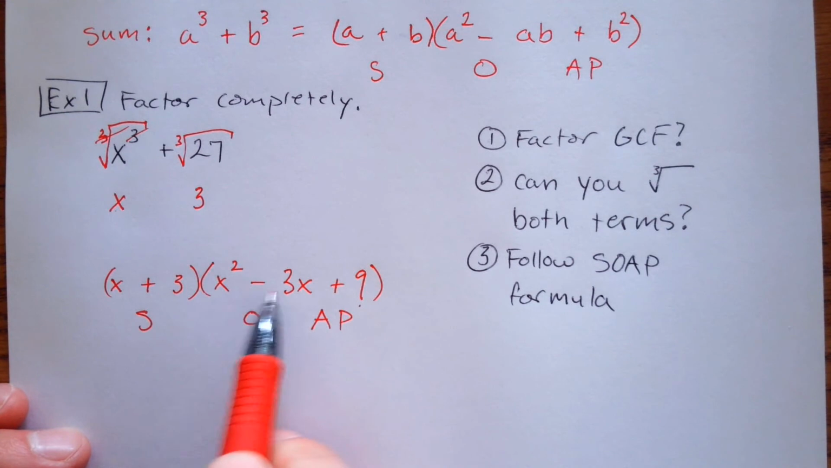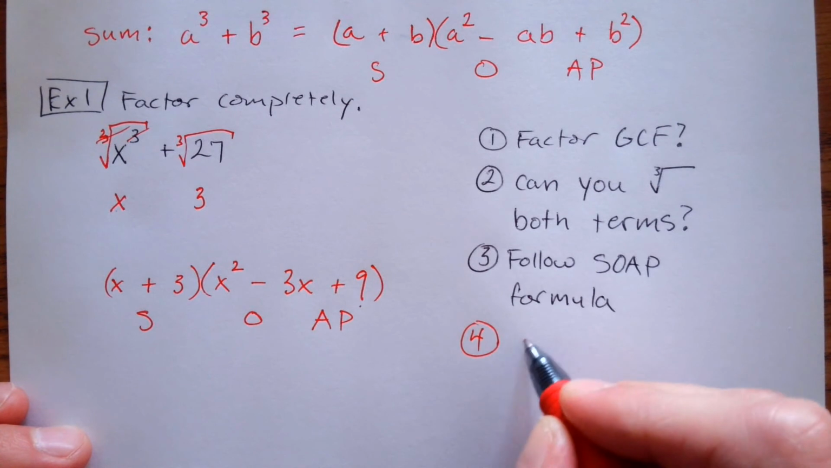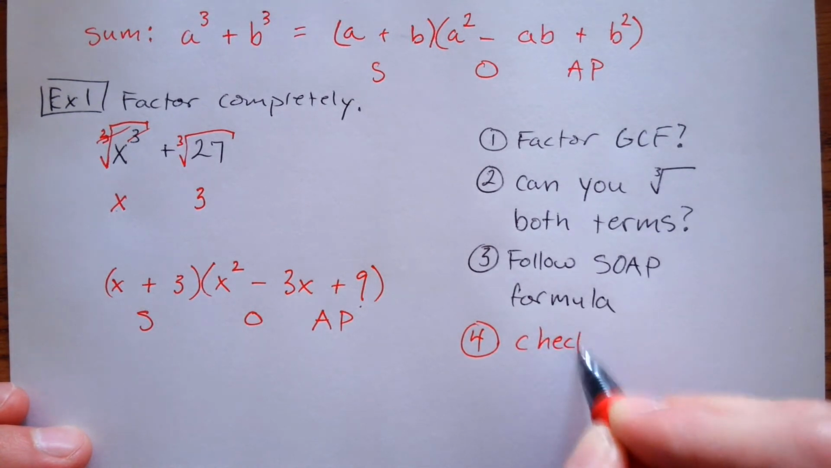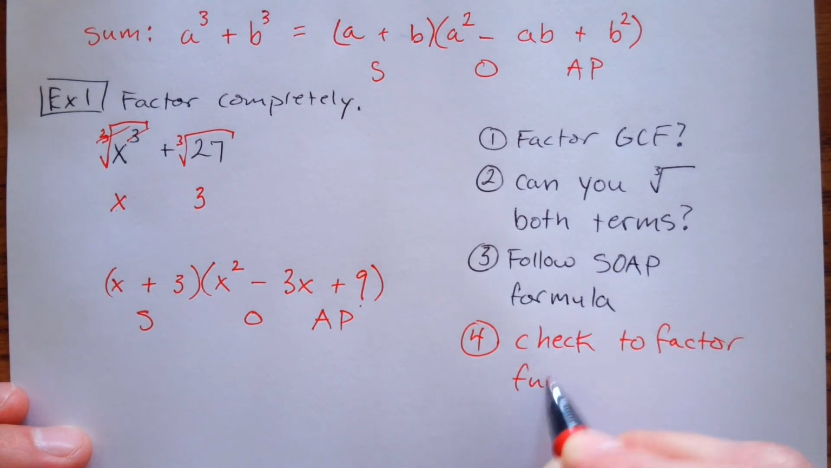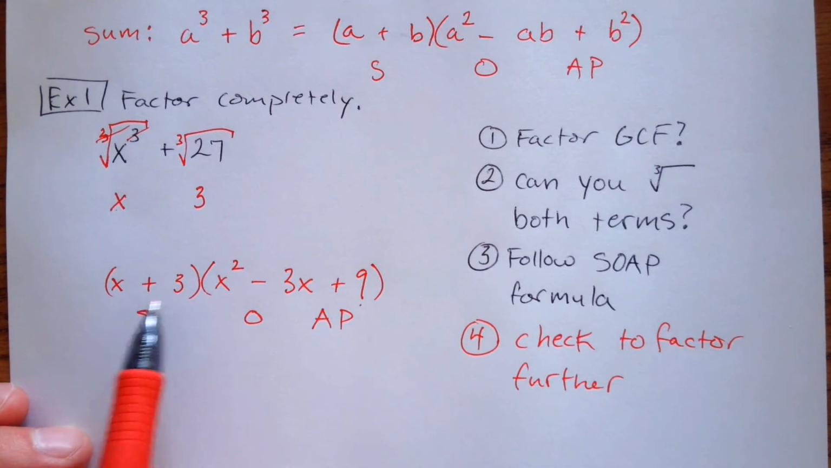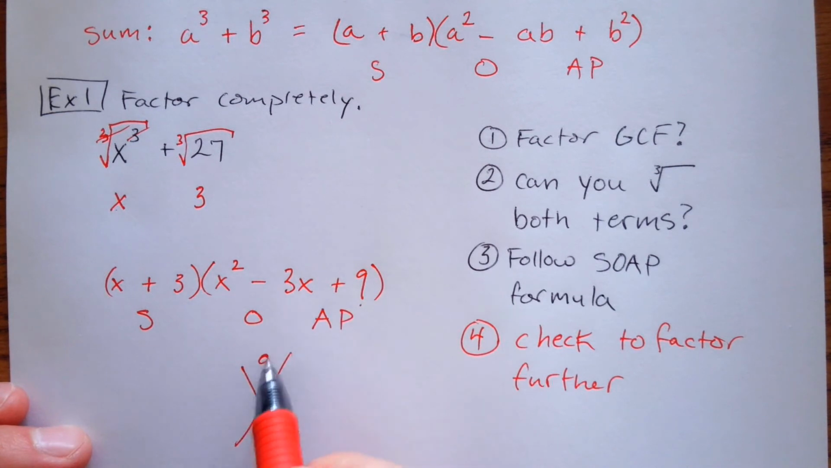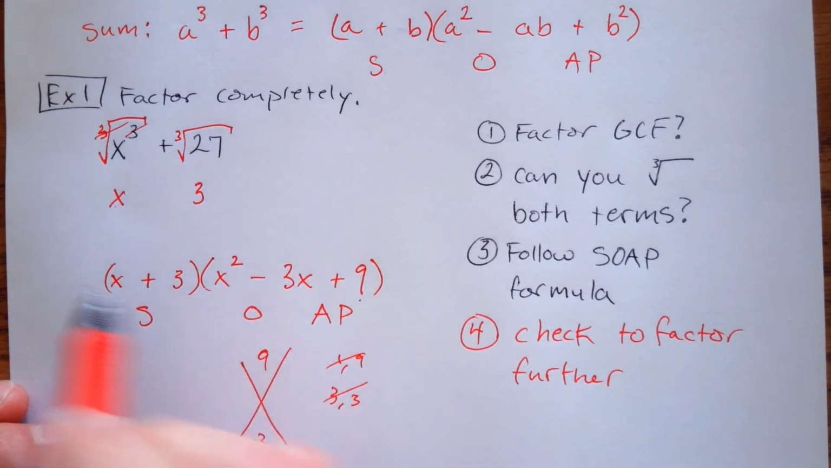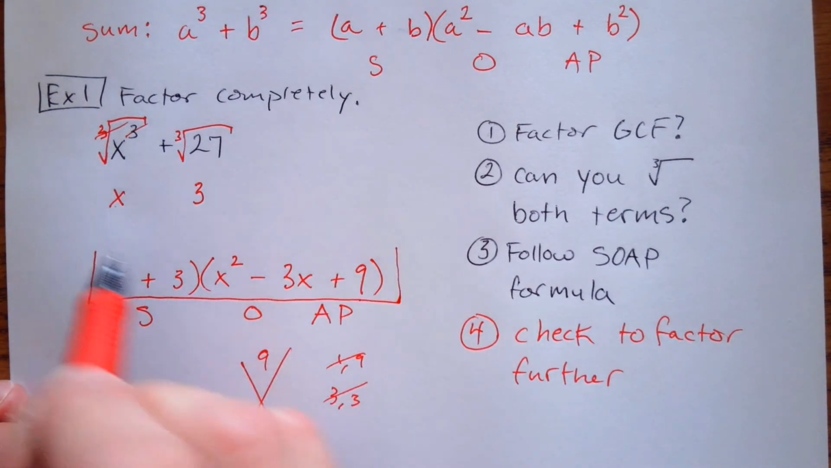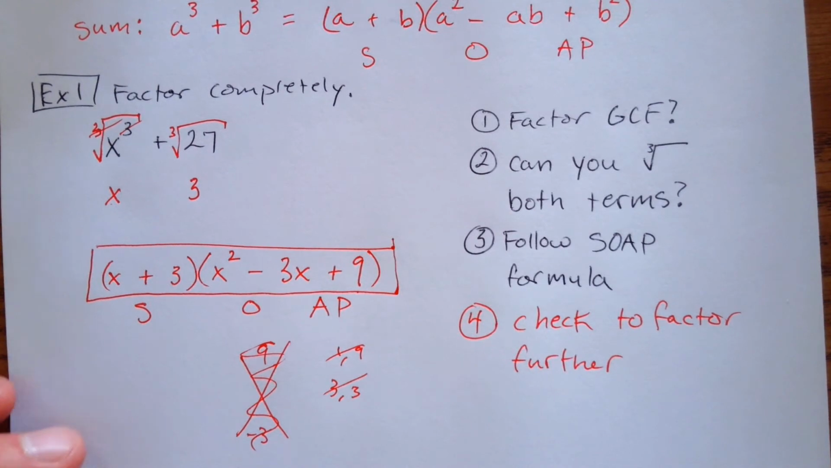And then this is maybe an X factor problem. So I guess the fourth thing is to check to factor further. I can't do anything to x plus 3. And then, let's see, can I do 9 and negative 3? That's only 1 and 9 and 3 and 3, and those both don't work. So that's it. So that doesn't work. And then we're all done.